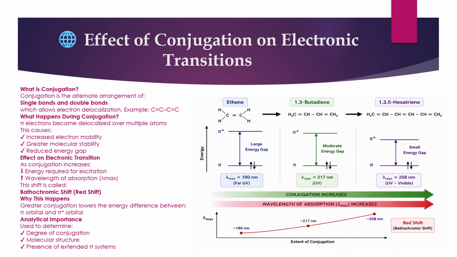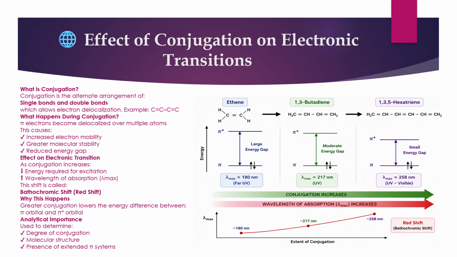The image compares three molecules: ethene, butadiene, and hexatriene. As we move from ethene to hexatriene, the number of alternating double bonds increases. This means the extent of conjugation increases. The image also shows the orbital energy diagrams below each molecule.